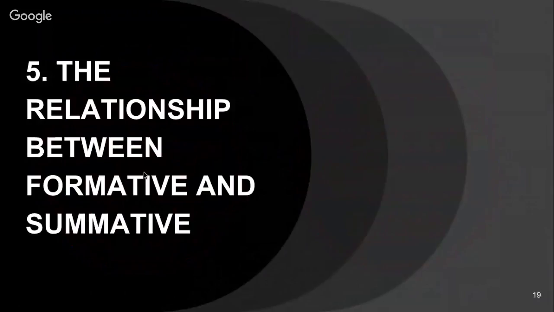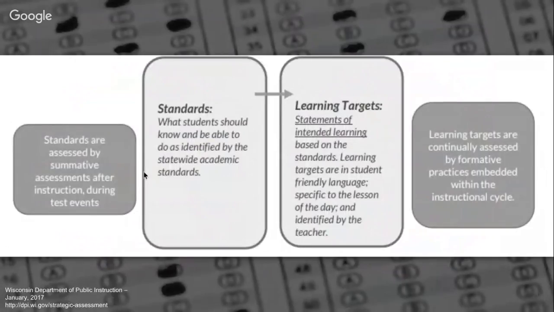So there is a relationship between formative and summative assessment, and it's a very important relationship. What you'll see here is a chart that kind of shows you the relationship between the two. So we have standards, what students should know and be able to do as identified by the statewide academic standards. These are considered your summative assessments. Formative are the learning targets or statements of intended learning based on the standards, so they should both actually reflect the same objectives. Formative and summative assessments should both serve the same learning goals, and this is how they're connected.